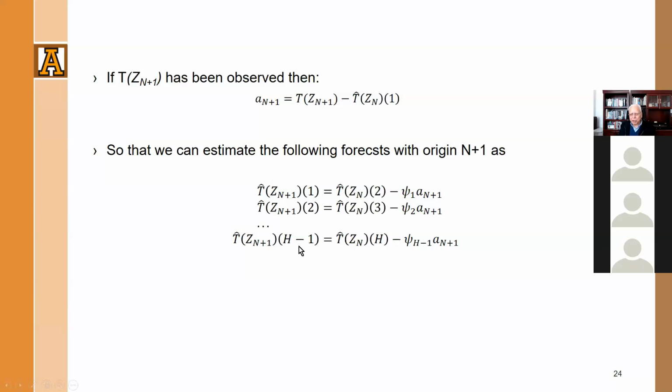My forecast H minus 1 periods ahead will be the forecast that I did yesterday, H periods ahead, minus psi_{H-1} times A_{N+1}, which is what I determined today, because today's observation already arrived. So that's a way to update the forecasts with the same model. Okay, we already have the same model because we're using this. And of course, we don't know the size. We're estimating the estimated size.